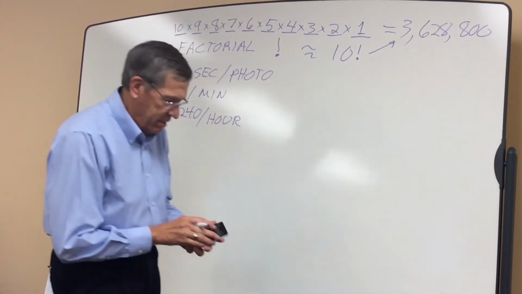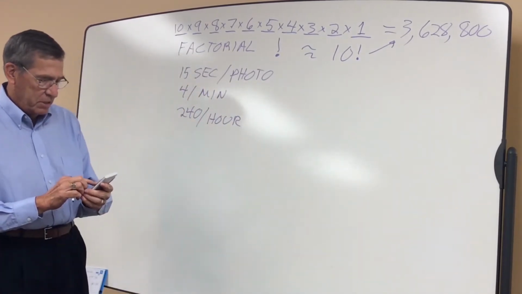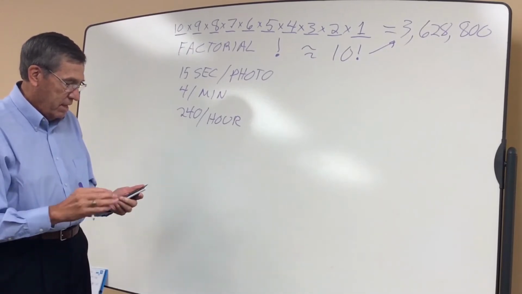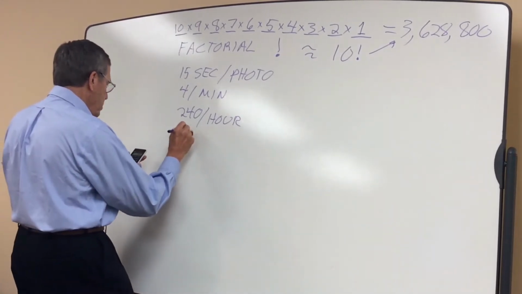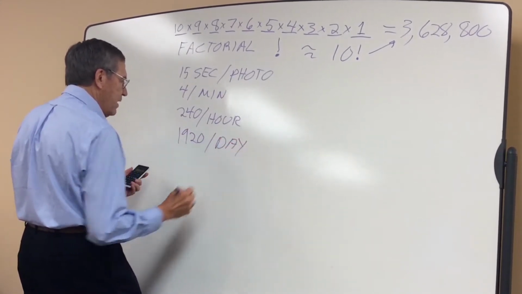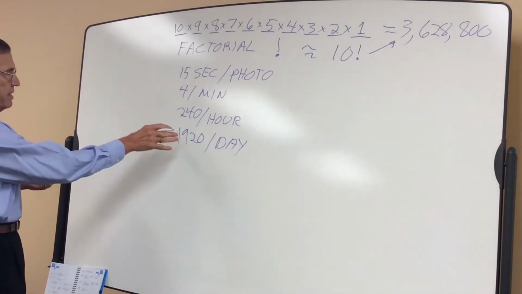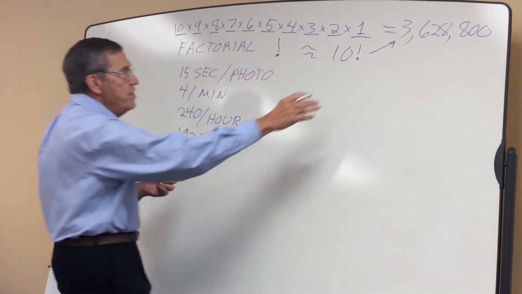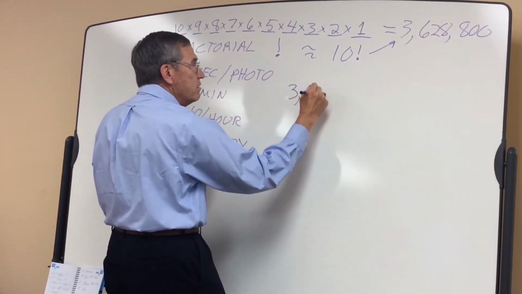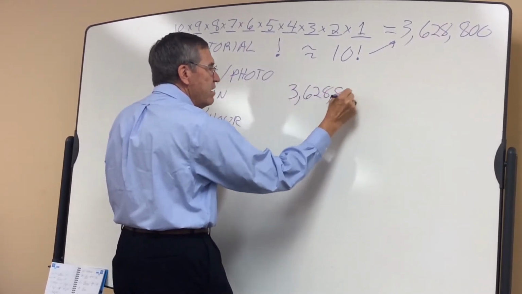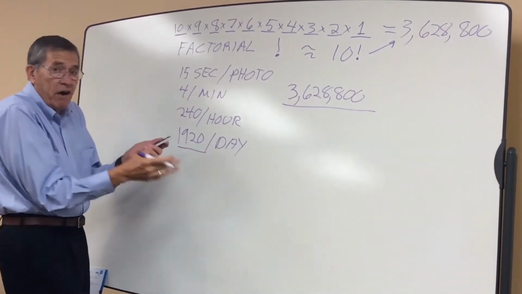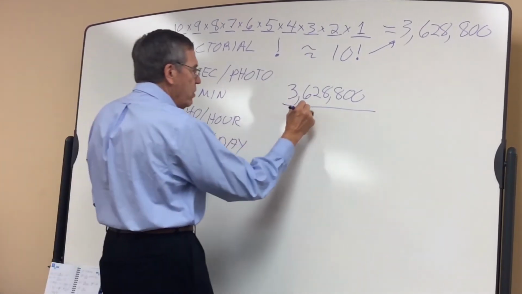So I've got my calculator here to make sure I don't make any stupid mistakes. So we'll take 8 times 240 per hour. So guess what? You could do 1,920 per day. Okay? So 1,920 per day, we have this many to do. So we'll take 3,628,800. We'll divide it by the number that we can do each of our 8-hour days, 1,920.